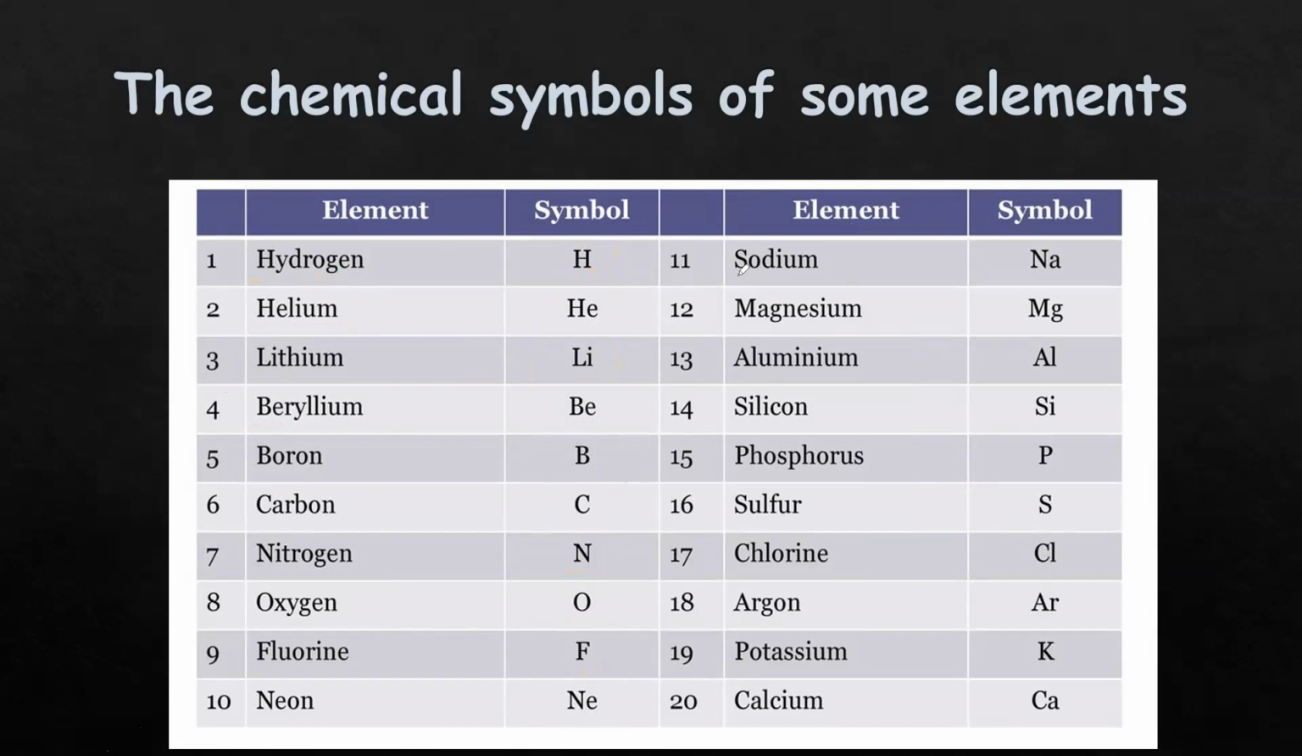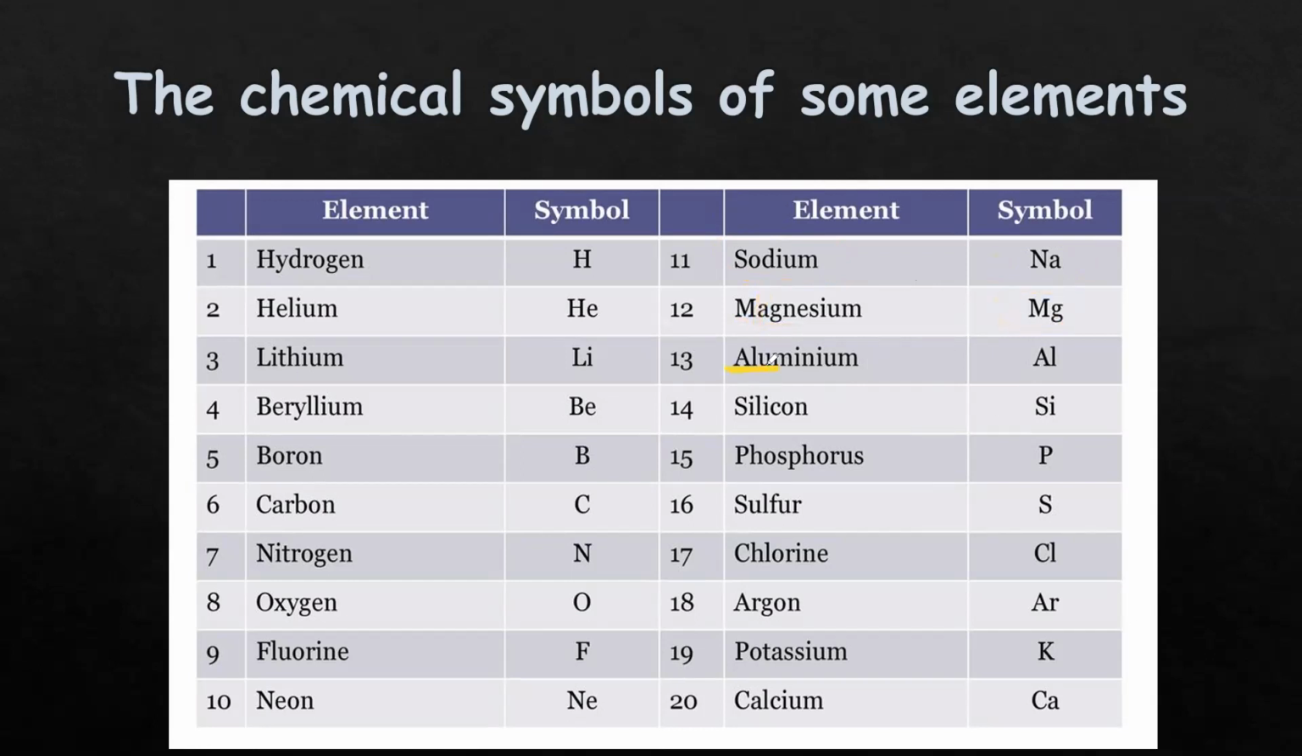But here, for example, sodium. Sodium is not S. Sodium in the Latin language is called natrium. That's why we write it Na. Natrium, Na. Okay. We have magnesium. Magnesium is Mg. They just removed the A and we have Mg.